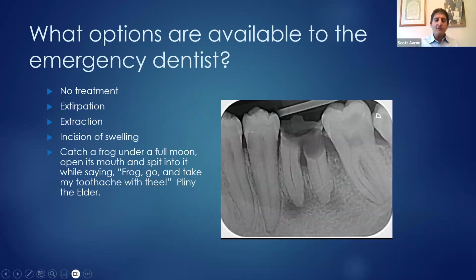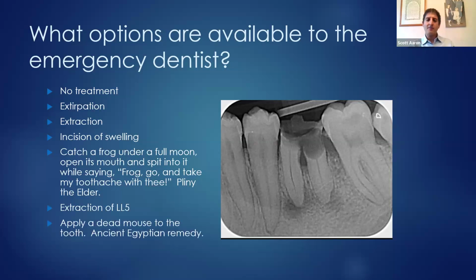You can catch a frog under a full moon, open its mouth, spit into it, and say, "Frog, go and take my toothache with thee." I don't know the original Latin, but I found that one as a great method for dealing with an abscess. I don't know if it works. I haven't seen any research on it. I'm not convinced myself. We can extract the lower left 5. Now, I've included that because it's about as daft as the frog one. But it's an option. I've got to go through all the options with patients.